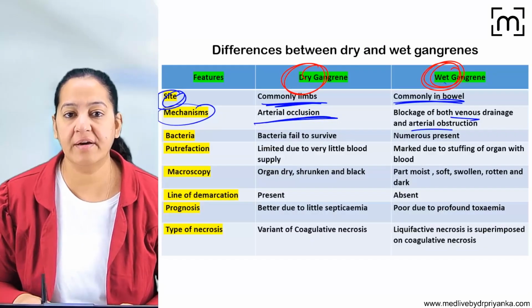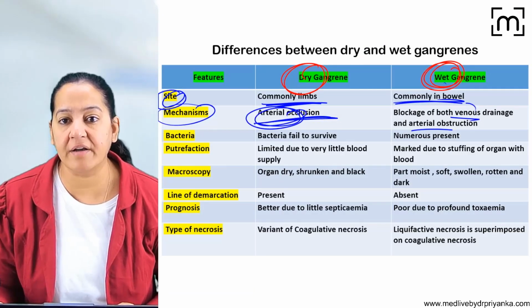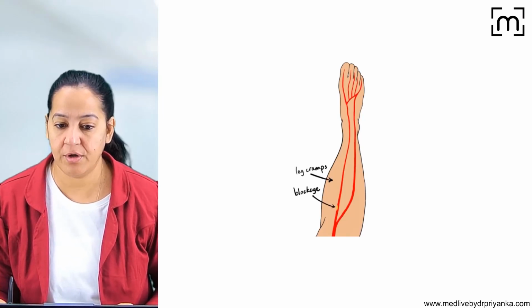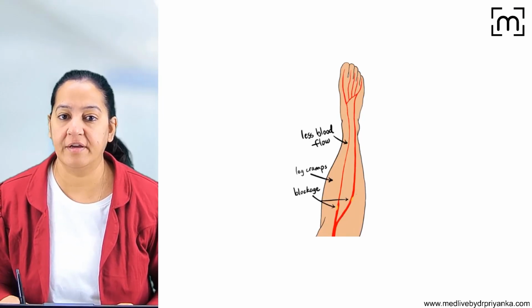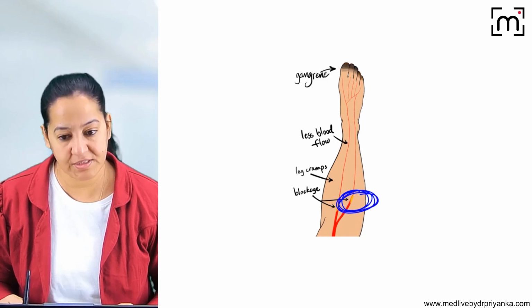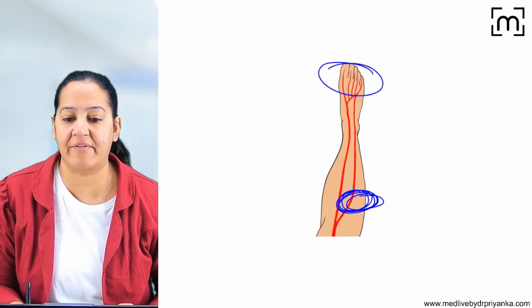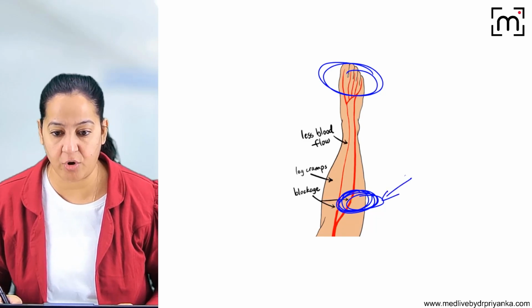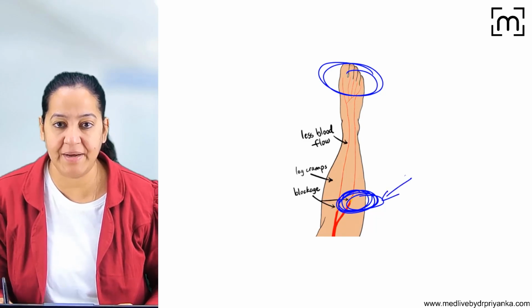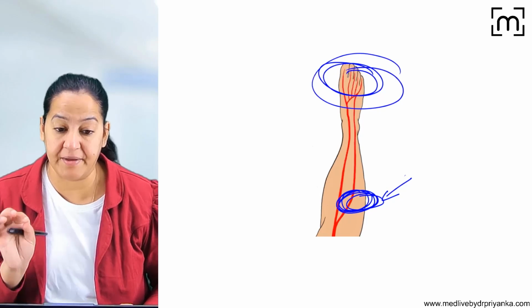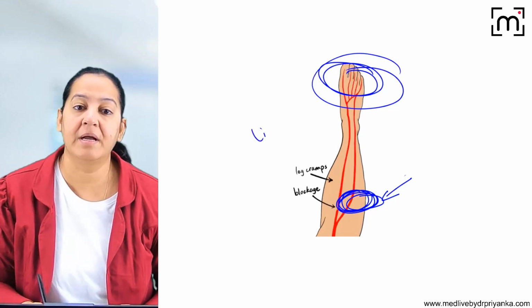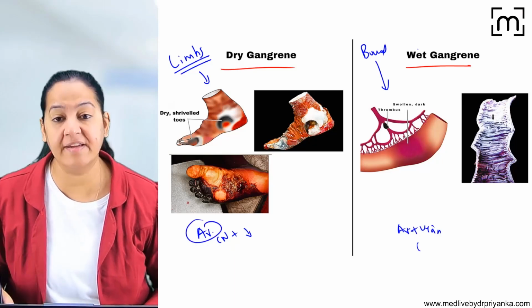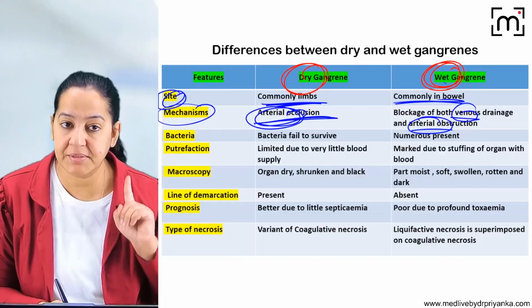Let me show you. Here arterial occlusion is there. Here arterial and venous both occlusion is there. See this video. You can see the artery gets occluded here. Can you see there is blockage in the artery? Once the artery gets occluded, this one is the dry gangrene. Again, whenever the artery gets occluded, have a look here, the gangrene is appearing in the limb. So the dry gangrene is due to occlusion of artery only and the wet gangrene is due to occlusion of artery as well as vein. So this is the mechanism.